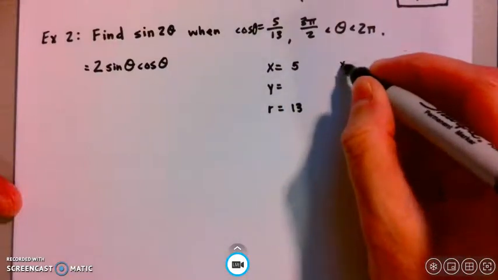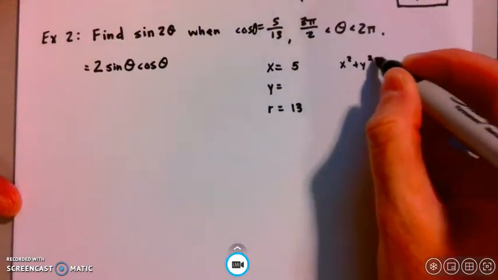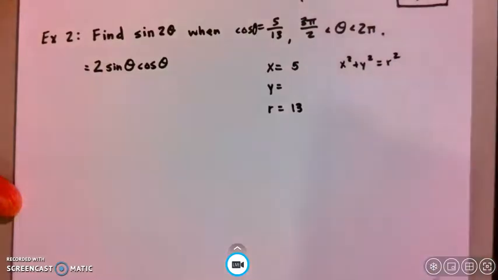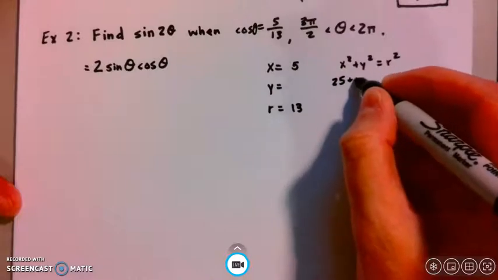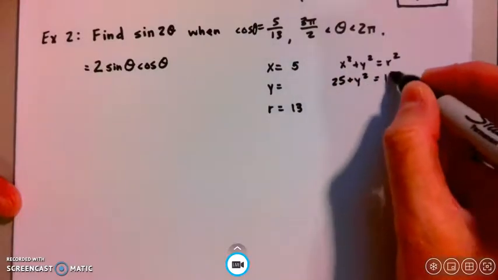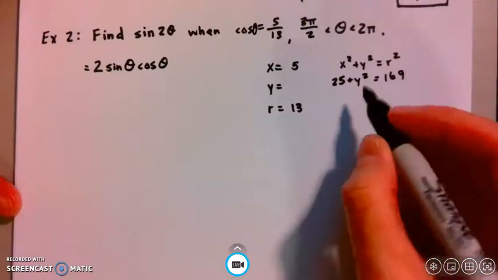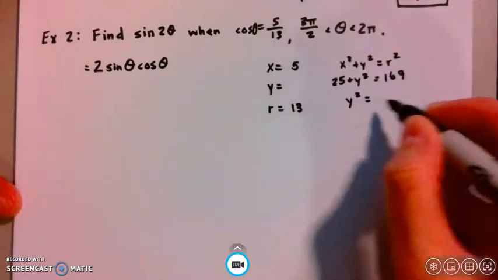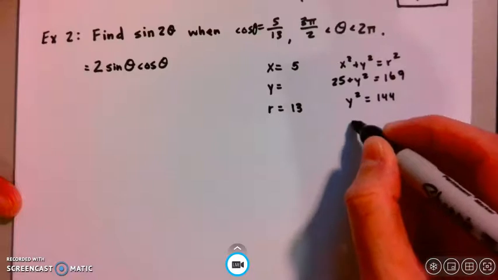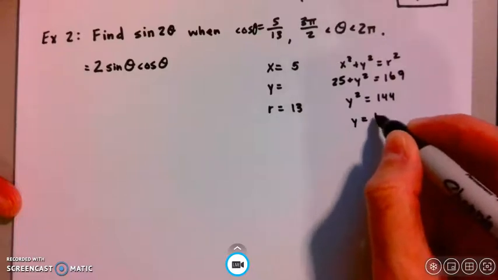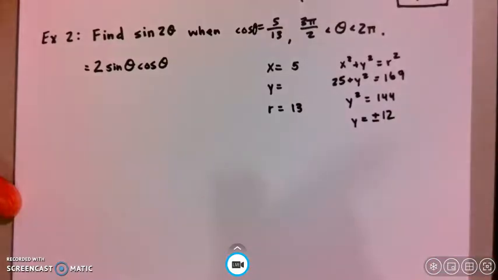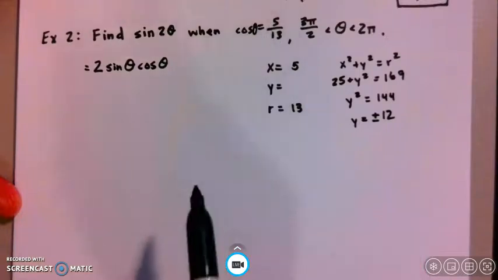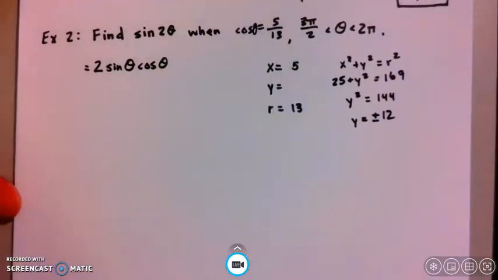So we can do x squared plus y squared equals r squared. If you know the special triangles, you don't even have to do that. But 5 squared would be 25. 13 squared is 169. We're going to subtract 25 on both sides. So we get 144. So y is going to be either positive or negative 12. In fact, I take back what I said earlier. These can't both be negative because r is always positive.